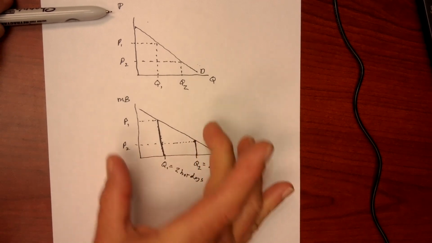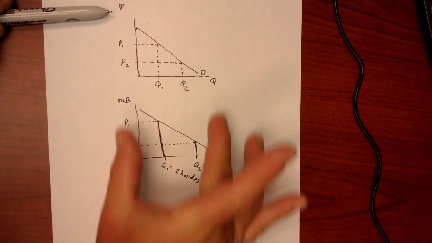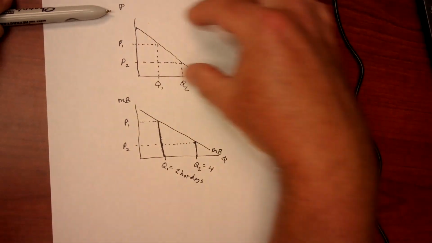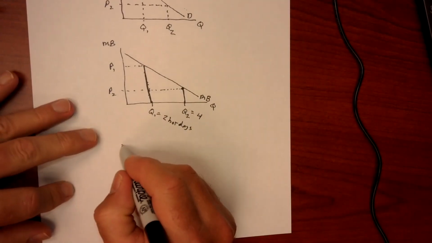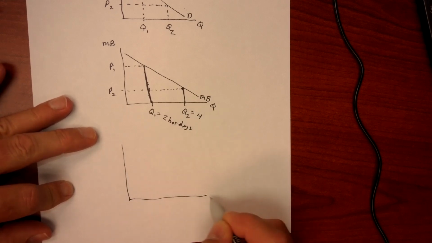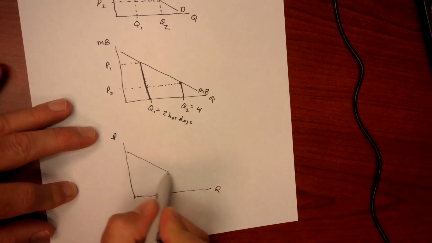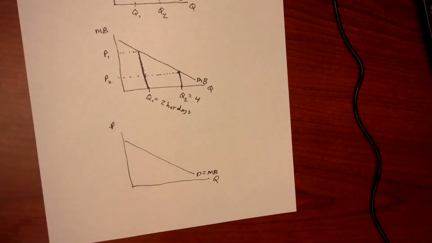So you're looking at exactly the same concept. You're just looking at it from the horizontal axis here, and you're looking at it from the vertical axis here. You put the two together, then it must be the case that demand is equivalent to marginal benefit. You're just looking at the two from different axes.